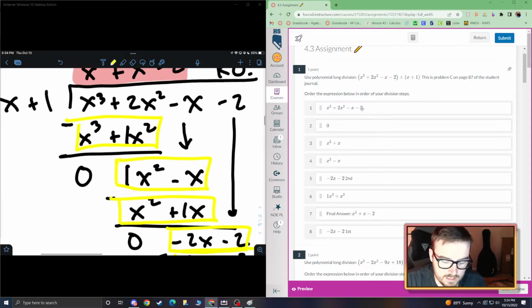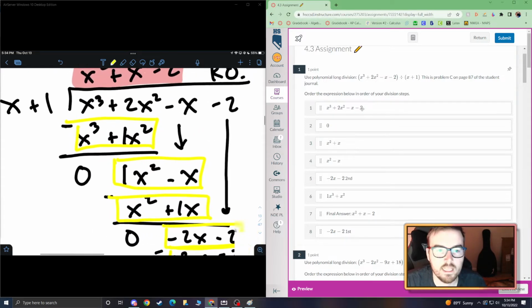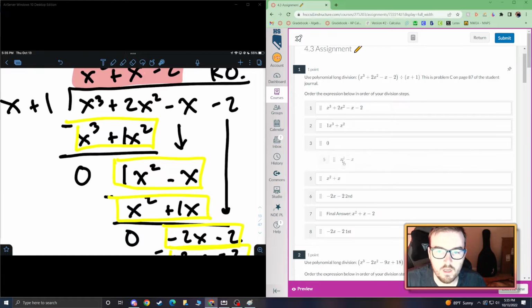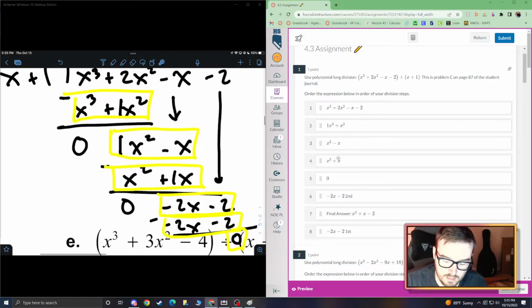And if you look at my steps over here on the left side of the screen, what came first? The x cubed plus x squared. Boom. Then what happened? After we did the subtraction, we got this, which is why I'm going to do x squared minus x as my next one. And then that led us to the x squared plus x. Boom. Which then led us to the negative 2x minus 2.